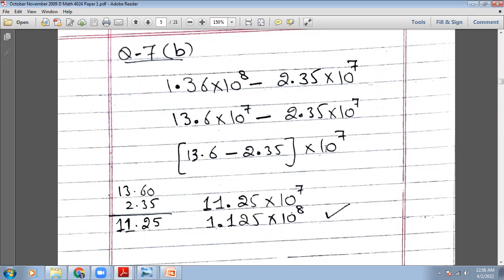Then I will take 10 raised to the power 7 common. So you will have 13.6 minus 2.35. From 13.6, if you subtract 2.35, you get 11.25. So you will have 11.25 x 10 to the power 7. Move this decimal to the left to make it standard form. So you will have 1.125 x 10 to the power 8. So the difference between their populations is 1.125 x 10 to the power 8.